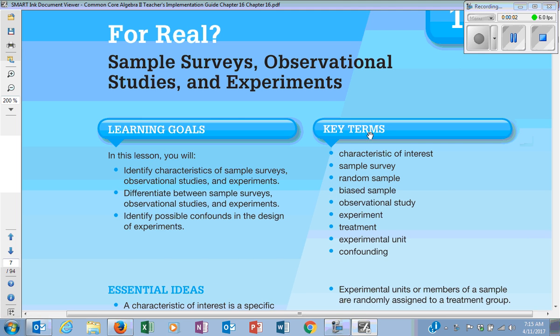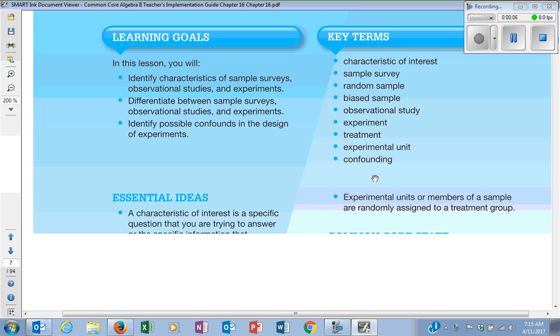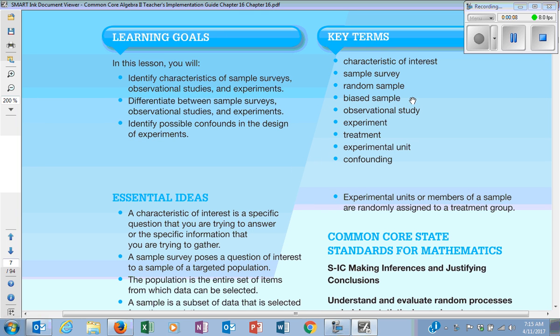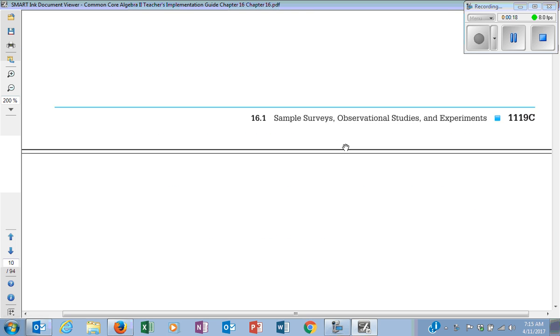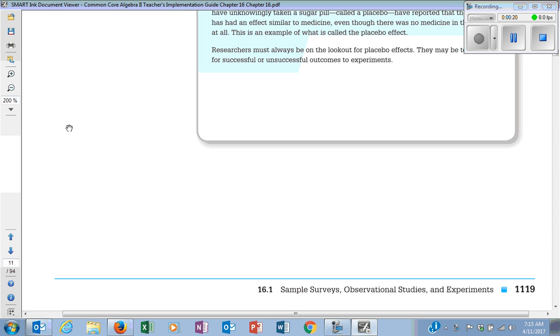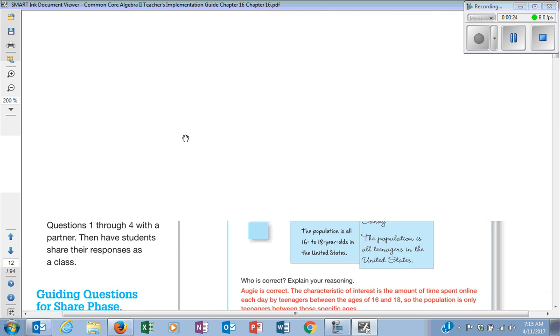16.1. Again, we got a lot of vocab. So we want to make sure that we cover all this stuff, the different types of surveys and things that are going to happen. So here we go.